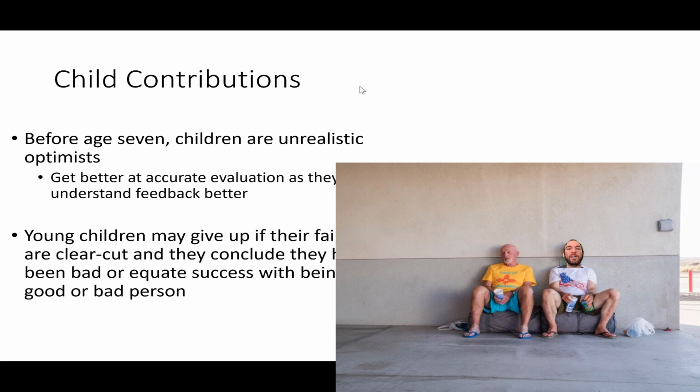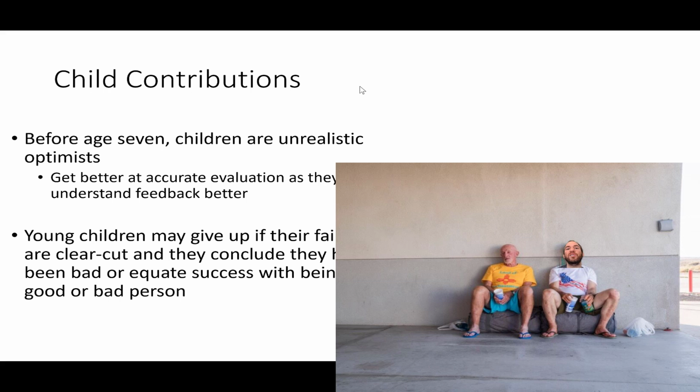Children also contribute to their achievement motivations. Before age 7, children are unrealistic optimists. They get better at evaluating as they age, and they understand feedback better. Young children may give up if their failures are clear-cut, and they conclude that they are bad or equate success with being a good or bad person.